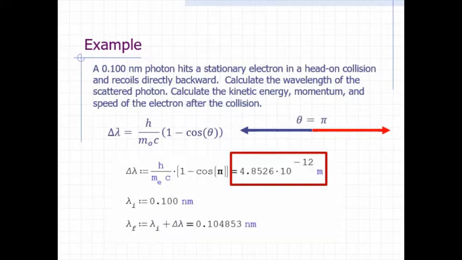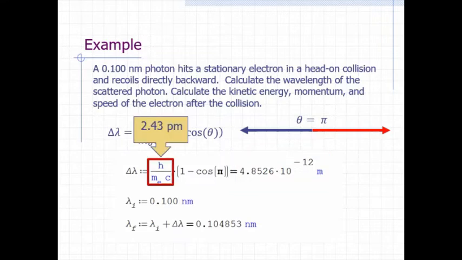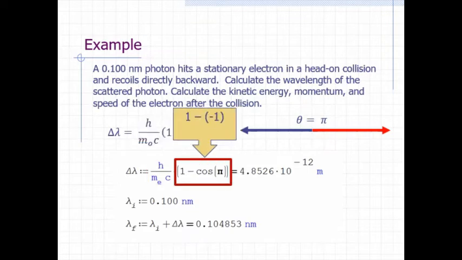Plugging in the numbers, we get delta lambda equals 4.85 times 10 to the negative 12 meters. This is about 4.86 picometers as expected, since the Compton wavelength h over m naught c is 2.43 picometers for an electron and cosine of pi is negative 1. Note that 1 minus cosine pi is equal to 2, and 2 times 2.43 picometers is 4.86 picometers.